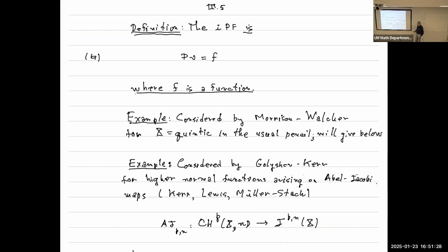Another example was considered by Golyshev and Kerr of these higher normal functions, and this is a reference to a paper of Kerr, Lewis, and Müller-Stach. The higher normal functions map the higher Chow groups. N equals 0 is the usual Chow group. This is the usual Abel-Jacobi mapping. N equals 1, N equals 2, and so on, are the higher Chow groups, which have arithmetic meaning. I'll illustrate that in just a minute. And those map to some object that's like the intermediate Jacobian.